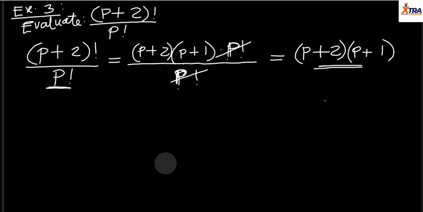Now, in this case, I've gotten my answer. My answer can also be expressed as a quadratic expression, that is, by expansion, I have p squared plus 3p plus 2.